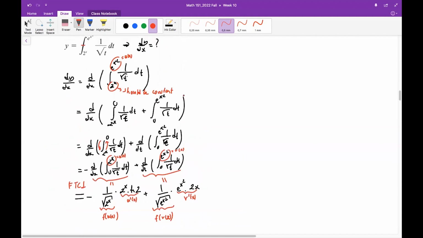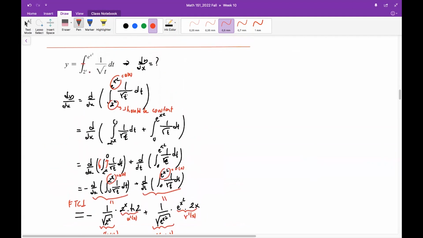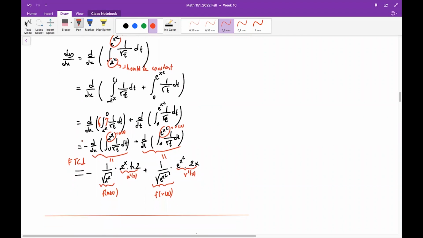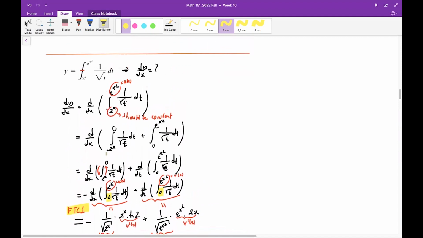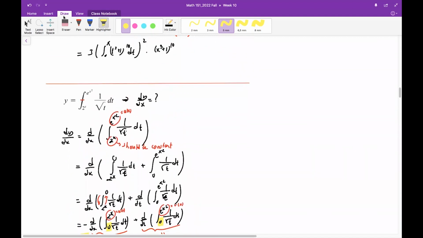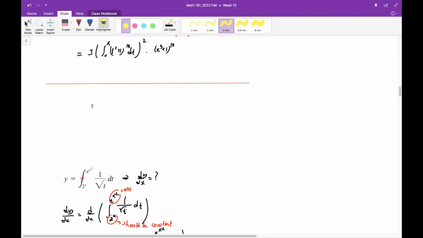And that is always what you should do if you have functions depending on x for both lower and upper bound. Because to be able to apply the fundamental theorem of calculus, you need to have constants at the lower boundary. Only then you can apply the fundamental theorem of calculus part 1. And this example is in fact the most general version of the fundamental theorem of calculus. Let's state it in the general form.